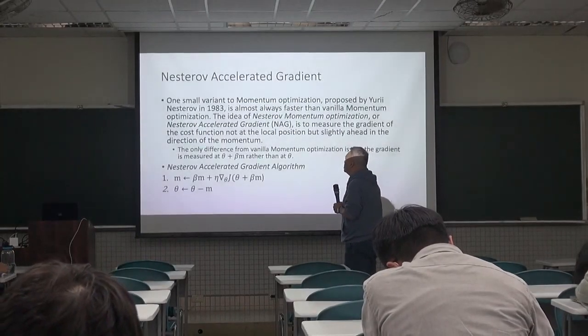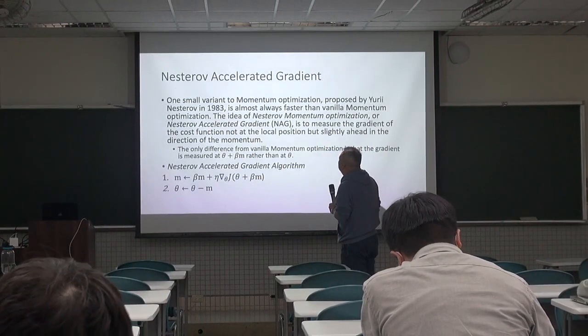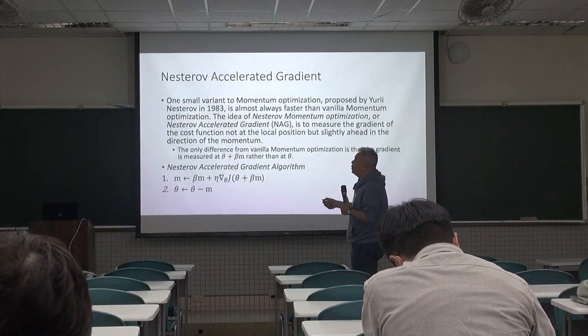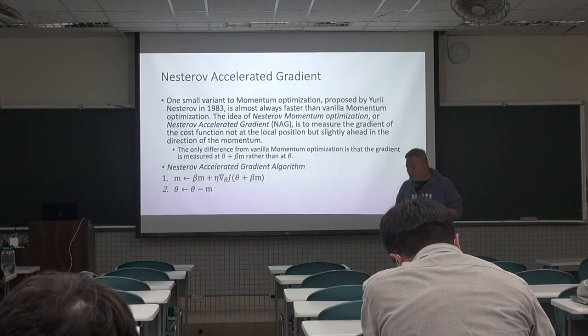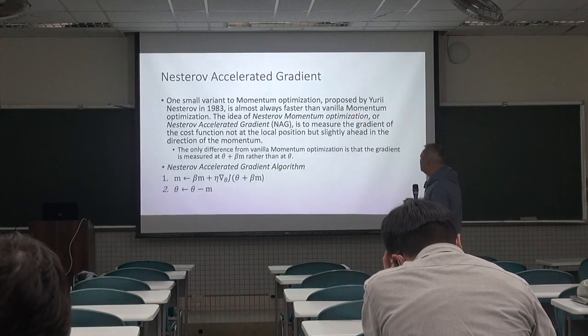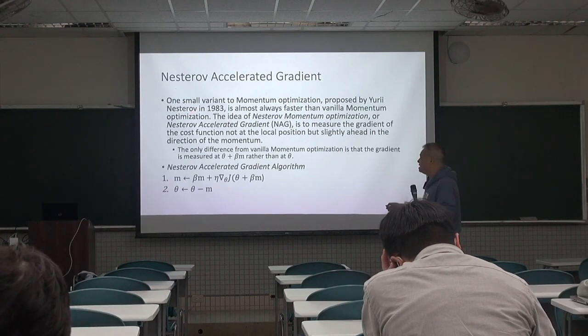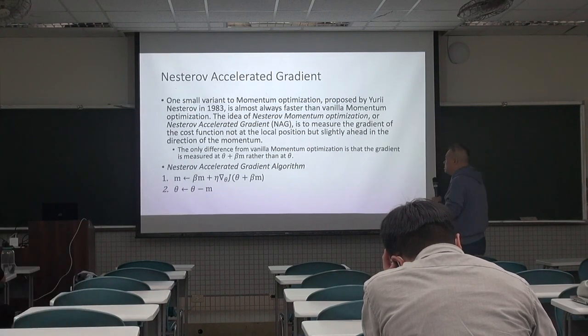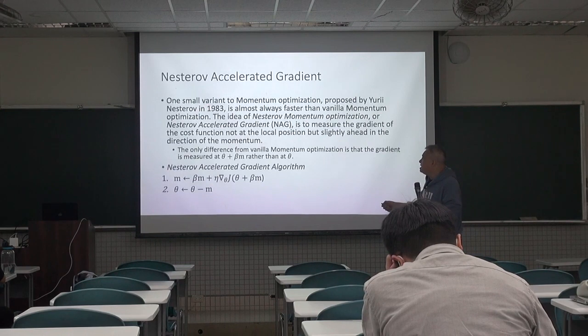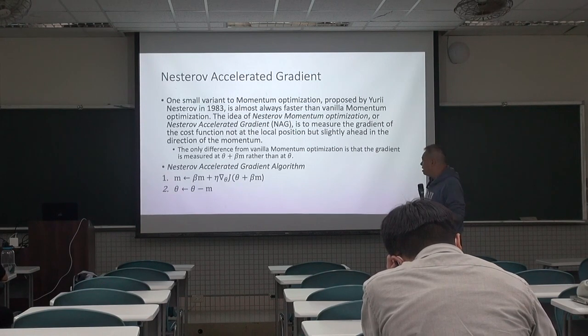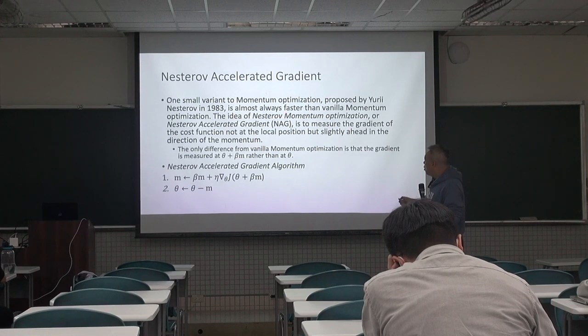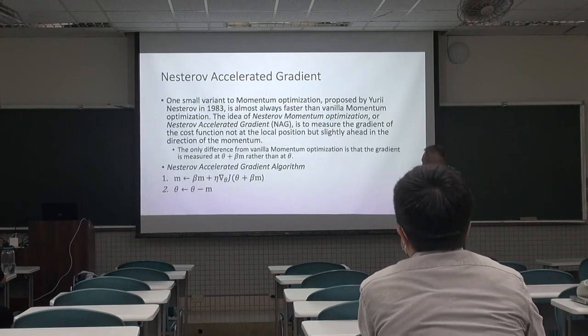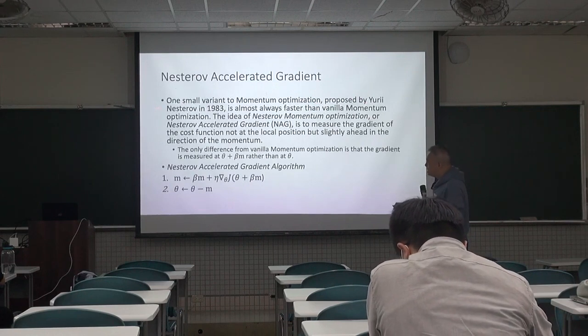This is called Nesterov accelerated gradient. It was proposed by a guy called Yurii Nesterov, and by his name you know he's from Russia, or maybe Yugoslavian. It was in 1983, again much earlier than deep learning. It is almost always faster than the momentum optimization.